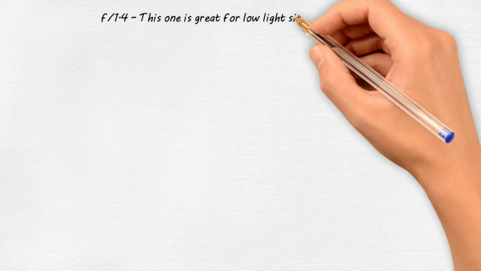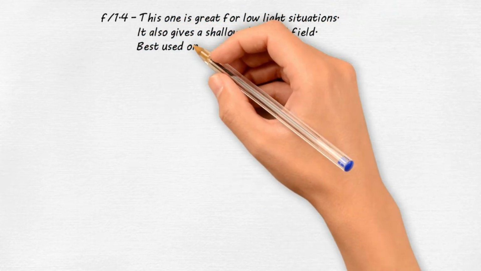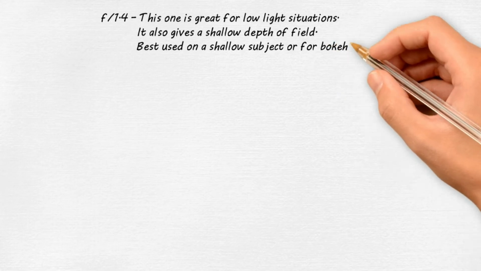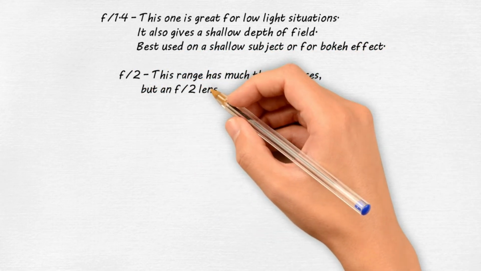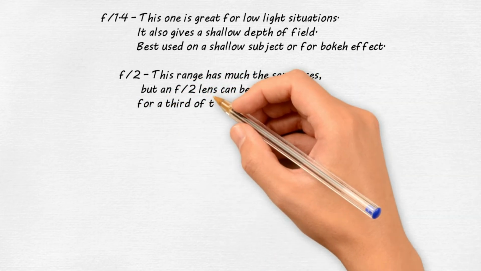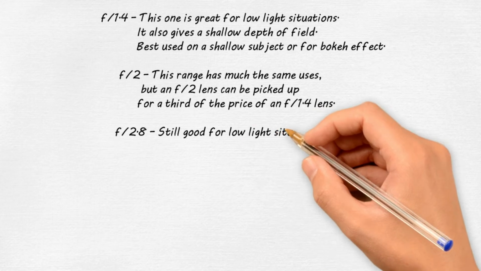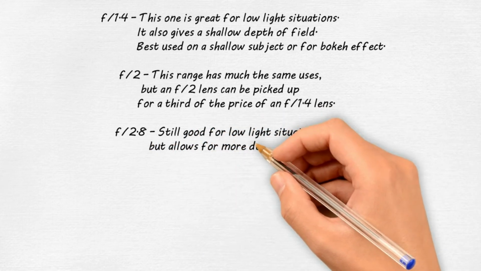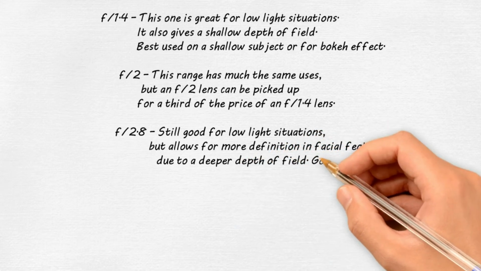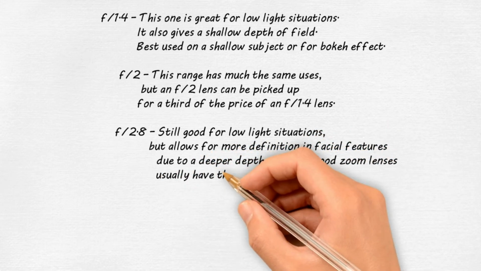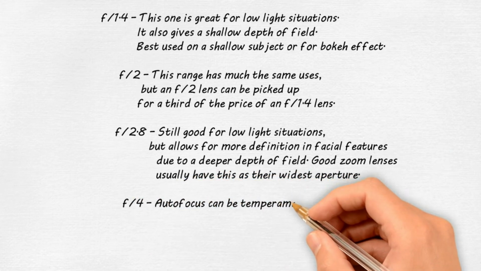f/1.4, this one is great for low light situations. It also gives a shallow depth of field. Best used on a shallow subject or for bokeh effect. f/2, this range has much the same uses, but an f/2 lens can be picked up for a third of the price of an f/1.4 lens. f/2.8, still good for low light situations, but allows for more definition in facial features due to a deeper depth of field. Good zoom lenses usually have this as their widest aperture.